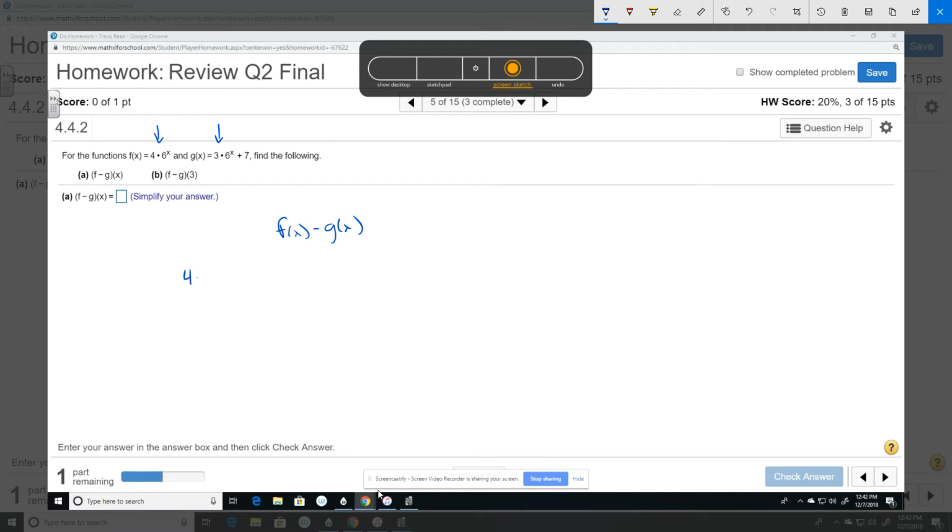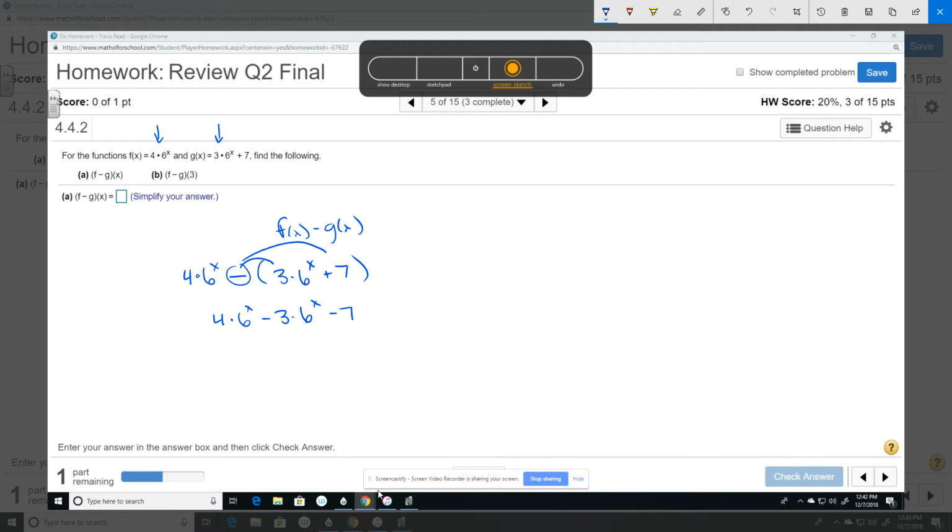So I'm going to take 4 times 6 to the x, and I'm going to minus 3 times 6 to the x plus 7. Now notice that I put g of x in parentheses. I did that on purpose because I can't just minus the 3 times 6 to the x. I have to minus the whole parenthesis. So when I simplify, I have to distribute that negative.